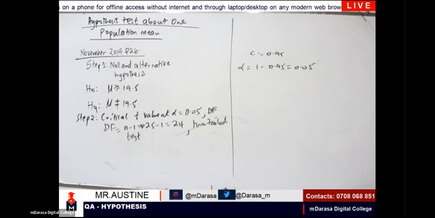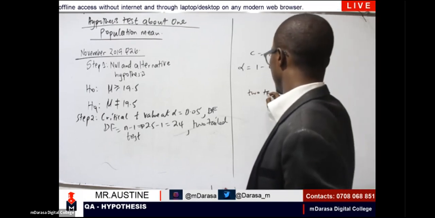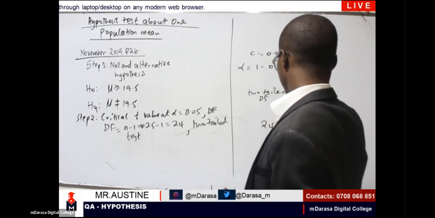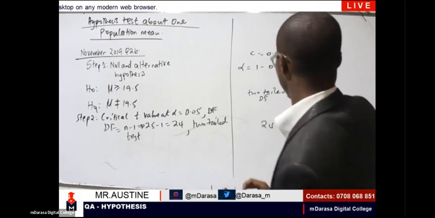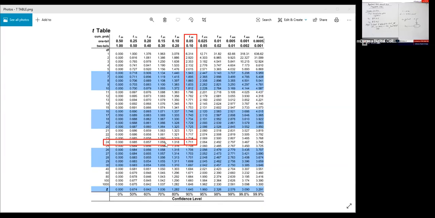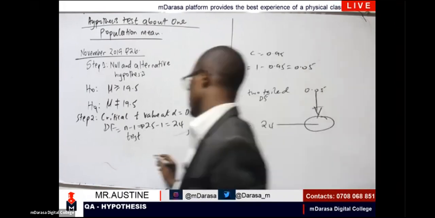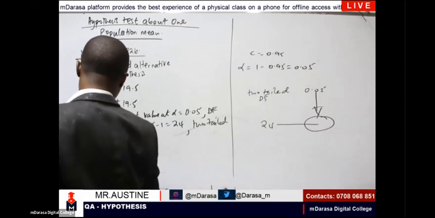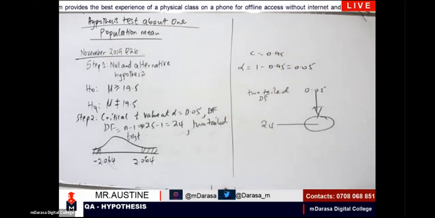So we are going to check your table on the part of two-tailed, 0.05, then DF, go to 24. So the value that is in line with 24 at 0.05 two-tailed, we have it as 2.064. So we find this to be minus 2.064 and 2.064.